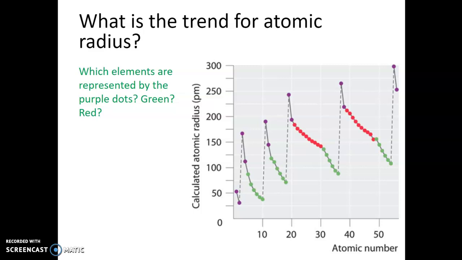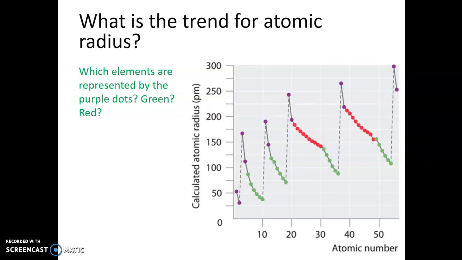All right, now let's take a look at what this trend might be on the periodic table. So take a peek at this graph. Notice that the x-axis says atomic number, and it's in increments of 10. And then on the left-hand side, it says calculated atomic radius. And so I want you to try to look at this, look at your periodic table, and make some sense of what is represented by the purple dots, the green dots, the red dots. Once you do that, hopefully you realize that these purple dots are the S block, the green dots are the P block, and the red dots are the transition metals.